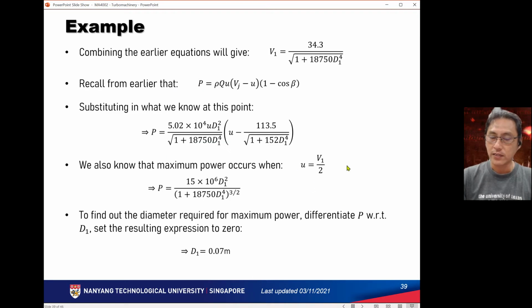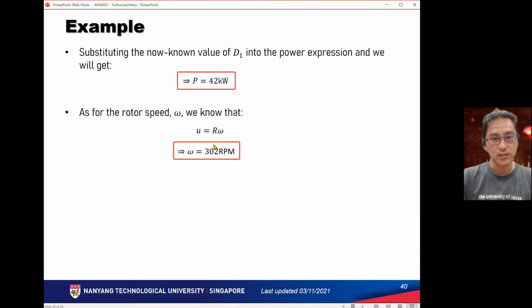You know that you're operating at the maximum power output point. That means surely U must be equal to V1 over 2. If you know what's D1, you can work out what's V1. If you can work out what's V1, surely you can work out what's U. Once you work out what's U, you can substitute the value into here and work out omega. And then we get about 302 revolutions per minute, or RPM. Okay, so that's all there is to it.